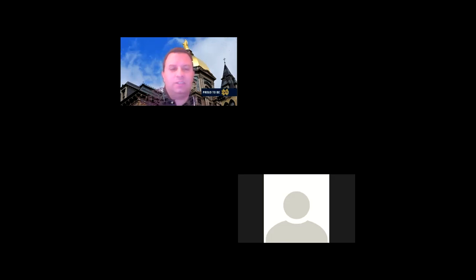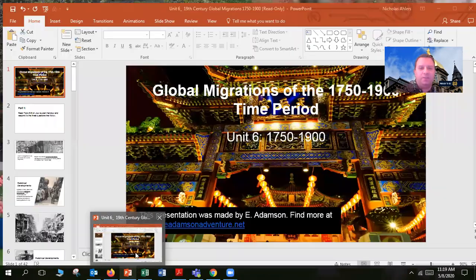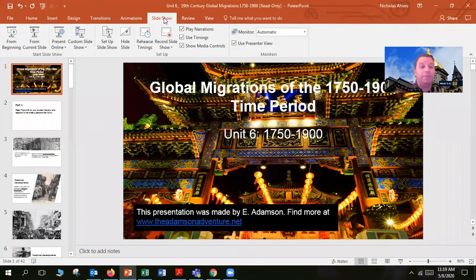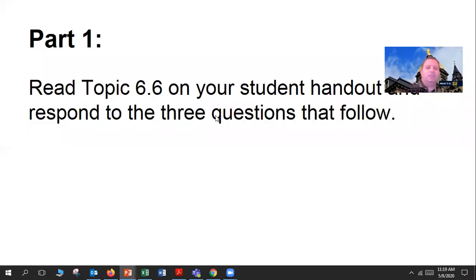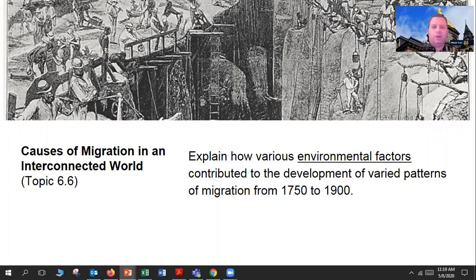Let's go ahead and get through this lesson on migration, which should go pretty quickly because some of it, see, there's the Lin-Manuel Miranda thing, because some of it is stuff that we did last week or right before we left school, okay? So this should at least seem somewhat familiar to you. Okay, so we're going to first be talking today about environmental factors that may have contributed to immigration during this time period. So we've been building up to this, right?